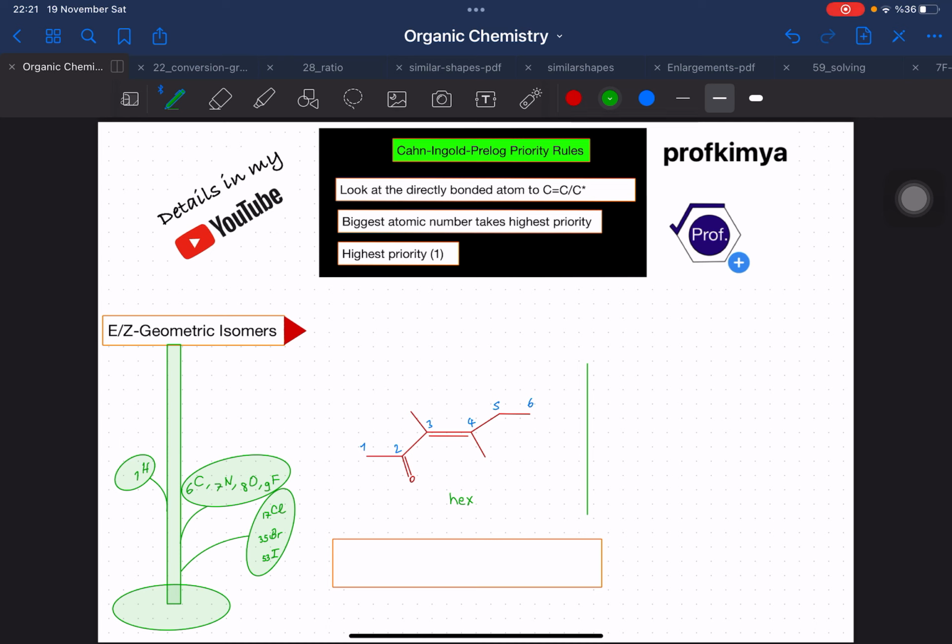Hex. At the 3 position, there is an alkene pi bond. I will just say hexene, and at the 2 position, there is a carbonyl group, which makes this molecule a ketone, hexenone.